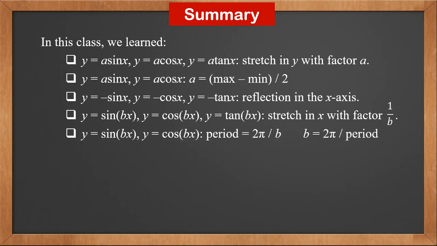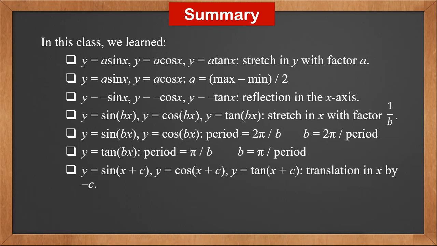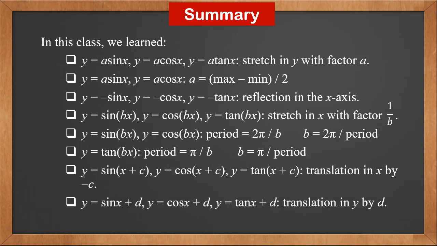For y equals sine bx, y equals cosine bx, period is 2 pi over b, b is 2 pi over period. For y equals tangent bx, period is pi over b, b is pi over period. Y equals sine x plus c, y equals cosine x plus c, y equals tangent x plus c, are a translation in the x-axis by minus c. Y equals sine x plus d, y equals cosine x plus d, y equals tangent x plus d, are a translation in the y-axis by d.